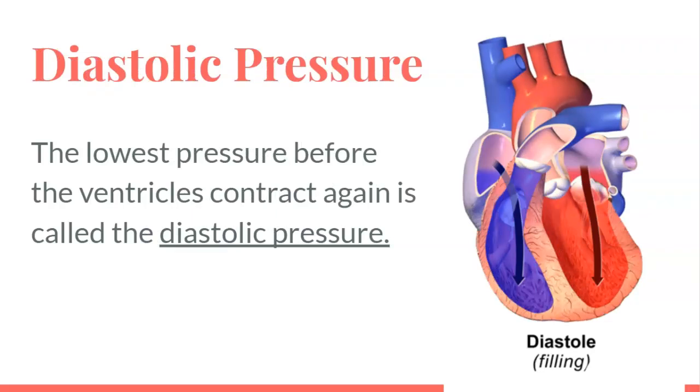Diastolic, as you can see in the picture here, is when we have really low pressure. This is when the ventricles are not contracting. They're kind of in between a contraction. And we call this diastolic or low pressure, which just means filling. So diastole just means our ventricles are filling up.